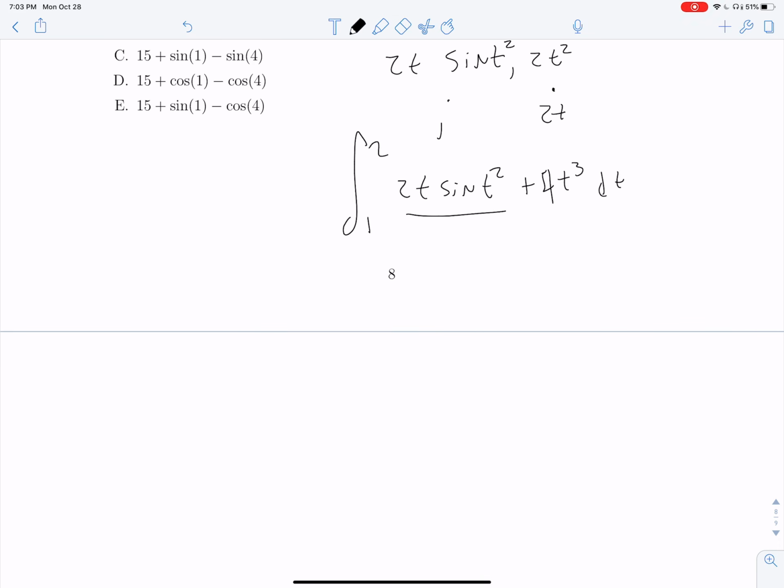We can do u sub on this. We're going to get negative cosine t squared, and then we can integrate this guy, and we're going to get t to the 4th evaluated on 1 and 2. We're going to get 16 minus cosine of 4, and we're going to get 1 minus cosine of 1.